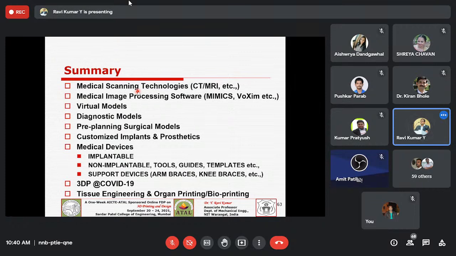So the summary of what we have discussed for the past 1 hour 45 minutes. We have started with medical scanning technologies, from the CT, MRI images, and how they get processed using medical image processing software like Mimics, Voxem, or any other software, 3D Slicer, an open source software, to make the models ready for 3D printing, or ready to export into FEA packages, simulation or analysis packages, or further to 3D printing.